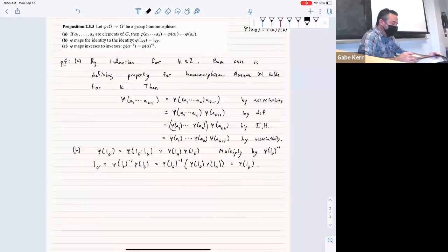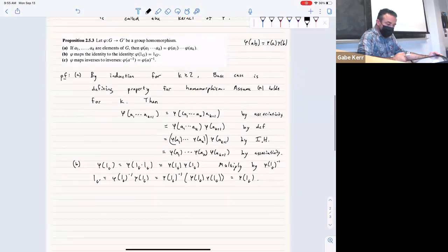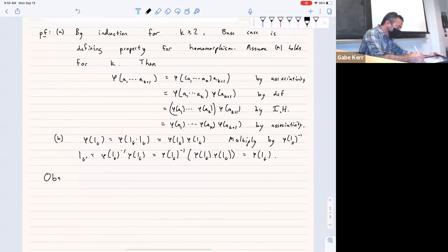Okay, I will prove part C. You guys can look at that yourself. One thing we can get from this, though, is the following observation. Let's observe that the kernel of phi is a subgroup. Here phi is a homomorphism from G to G prime.